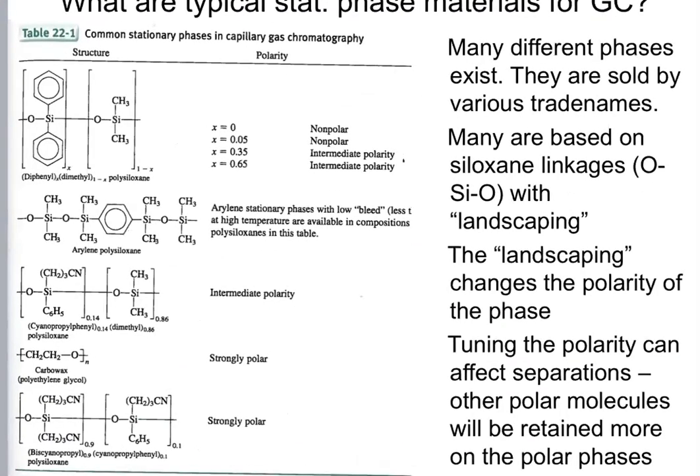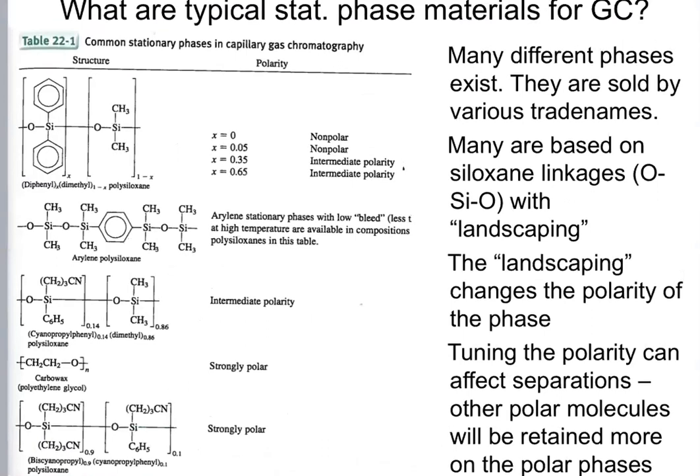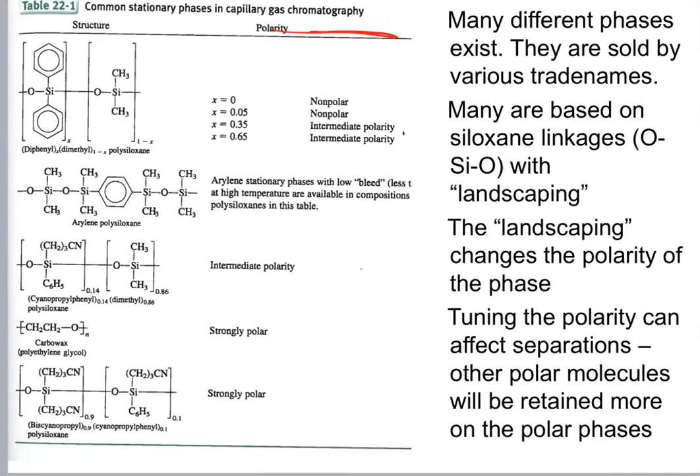So what are some typical stationary phase materials? We hadn't talked about what that stationary phase is made out of yet. Maybe we should do that. This is a table that's reproduced from your textbook, Table 22.1 here in my slide. What this basically shows us is a series of different stationary phases for gas chromatography.